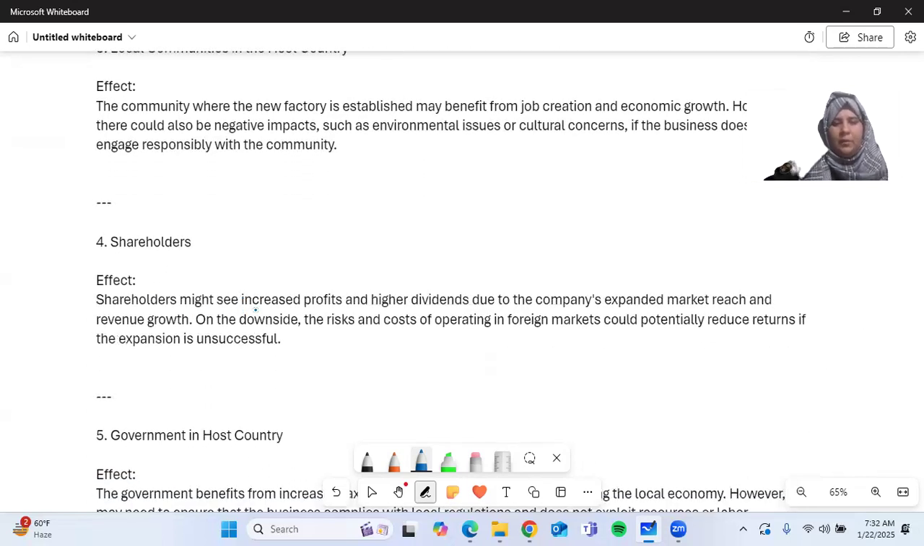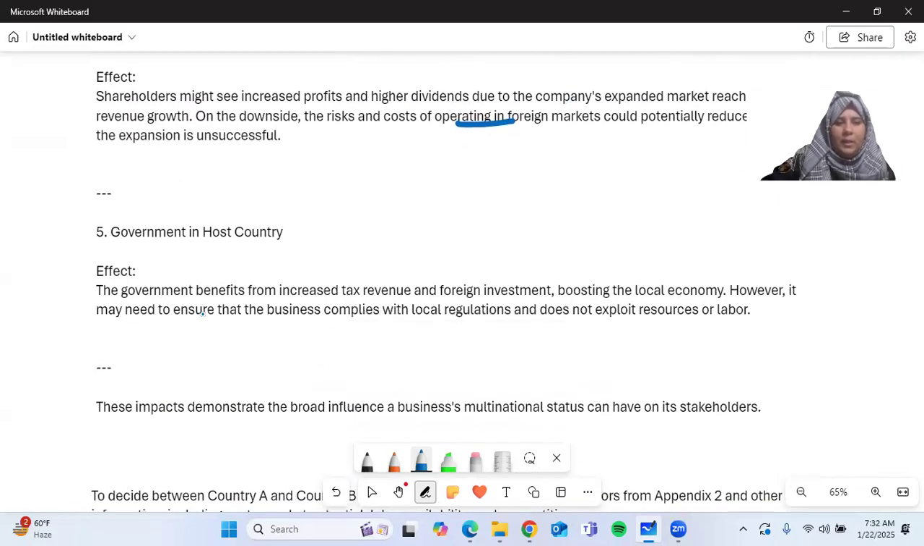Shareholders. Shareholders might see increased profits and higher dividends due to the company's expanded market reach and revenue growth. On the downside, the risk and the cost of operating in foreign markets could potentially reduce returns if the expansion is unsuccessful. And how will it impact the government?